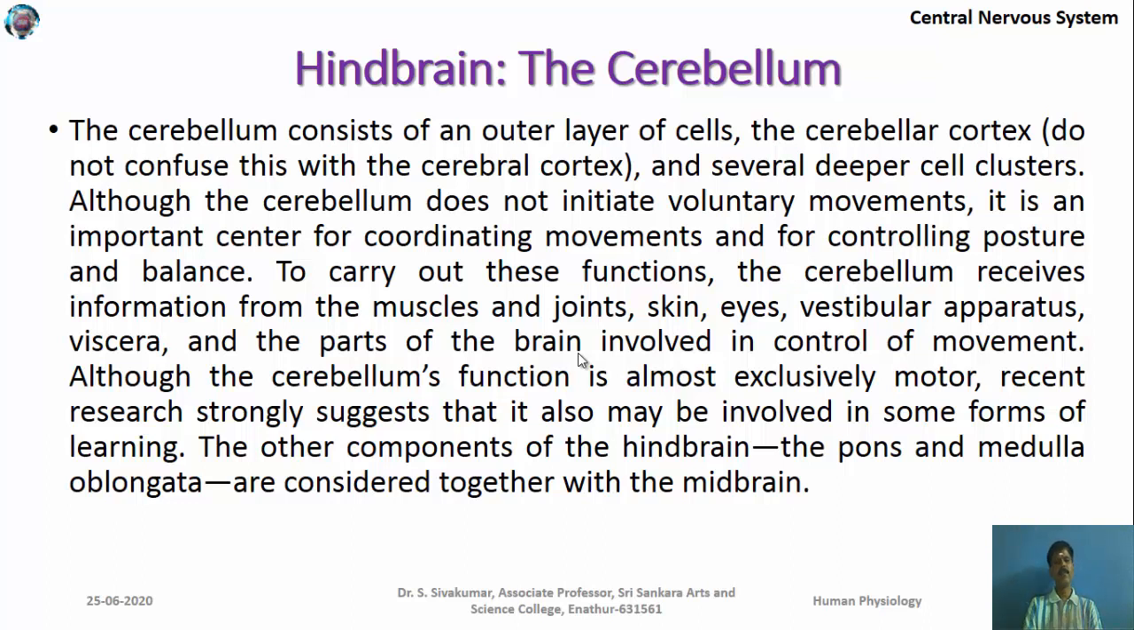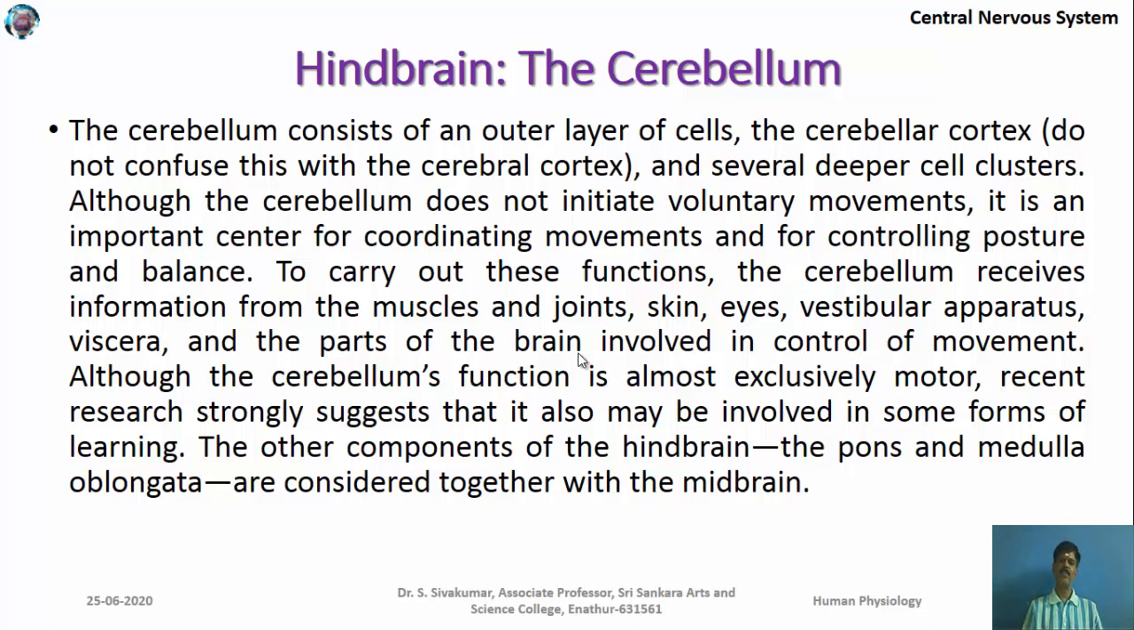Next is the hindbrain. The hindbrain is made up of the cerebellum, an important part. It contains many cells, and it plays a vital role in voluntary movement. It is an important center for coordinating movement and controlling posture and balance. See, alcohol patients are unable to stand in a proper position. Why? Because of the problem in the cerebellum. When you take alcohol, it malfunctions the role of the cerebellum, so that we are unable to stand in balanced positions. We can't sit properly. We can't stand properly.